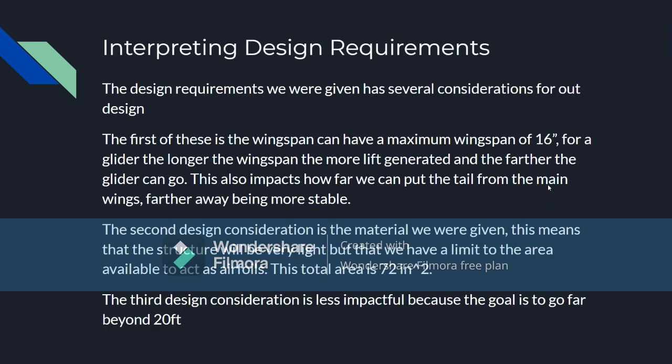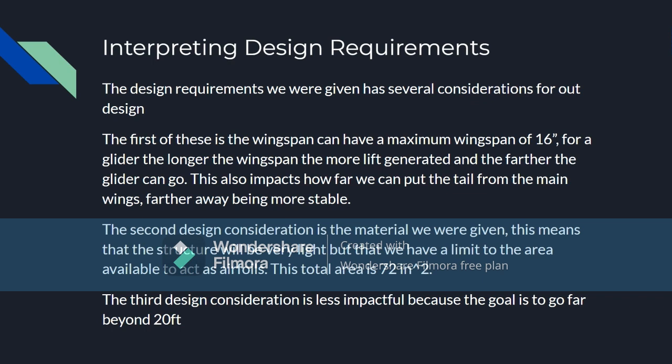Interpreting the design requirements. The design requirements we were given have several considerations for our design. The first of these is that the glider can have a maximum wingspan of 16 inches. For a glider, the longer the wingspan, the more lift generated and the farther the glider can go. This also impacts how far we can put the tail from the main wings, farther away being more stable.